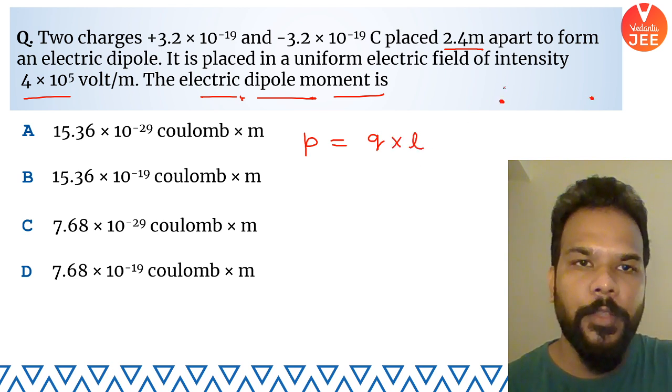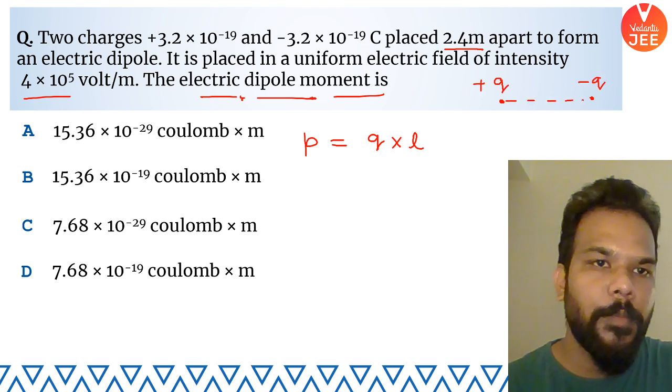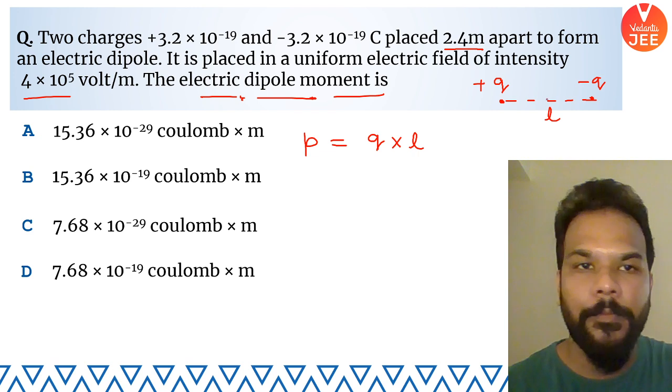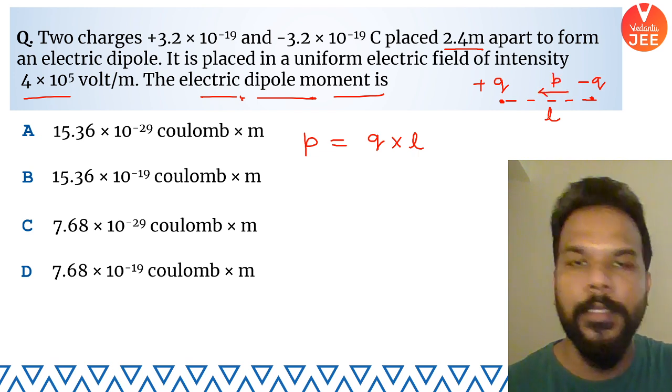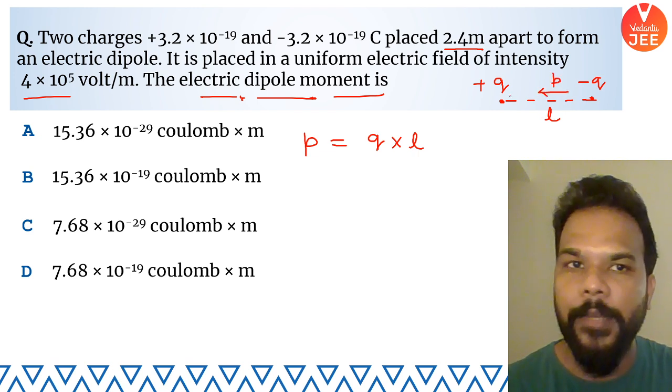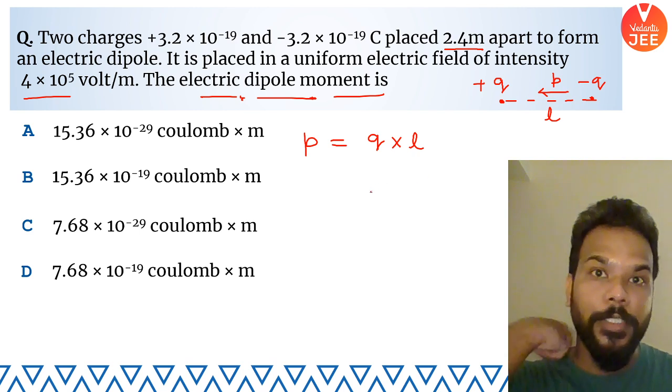And what is a dipole? You know that one charge is plus q, the other charge is minus q. They both are separated, say, by a distance L. So the dipole moment is q into L, directed from negative to positive charge, by the way.